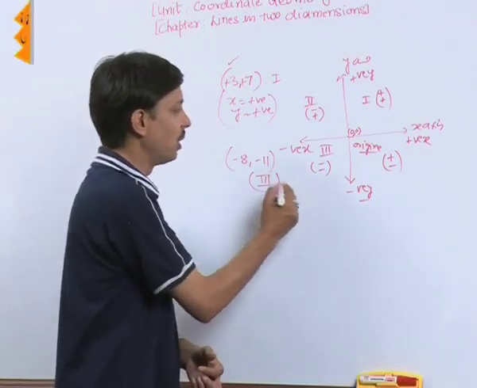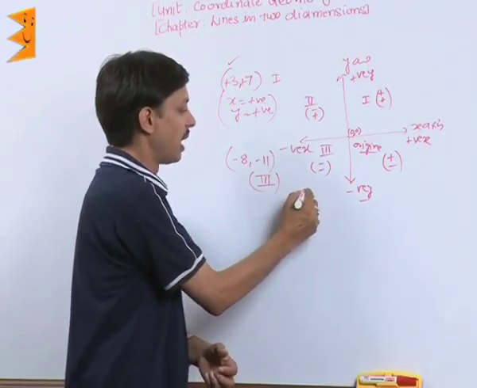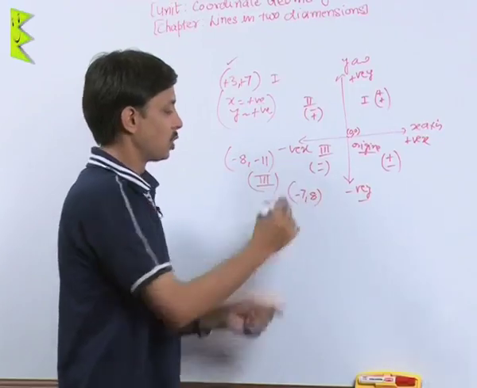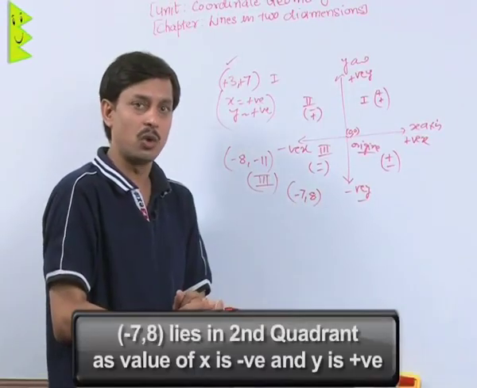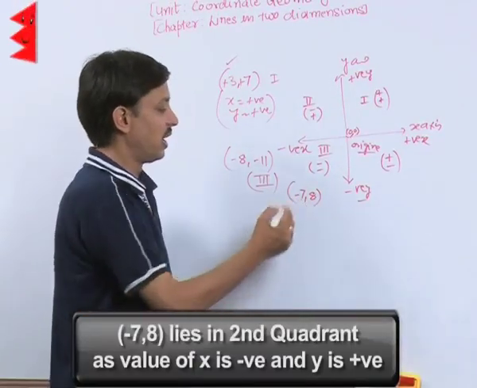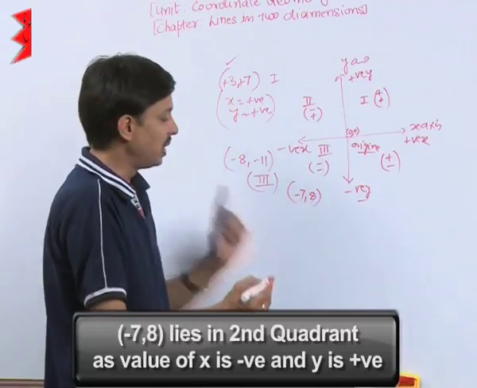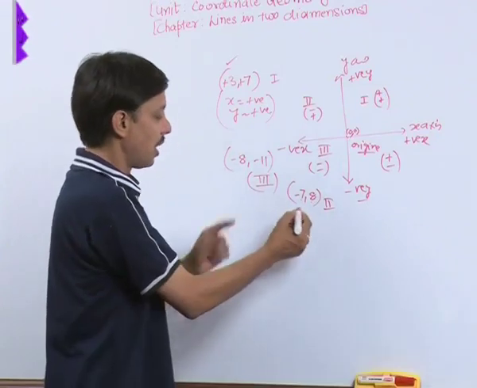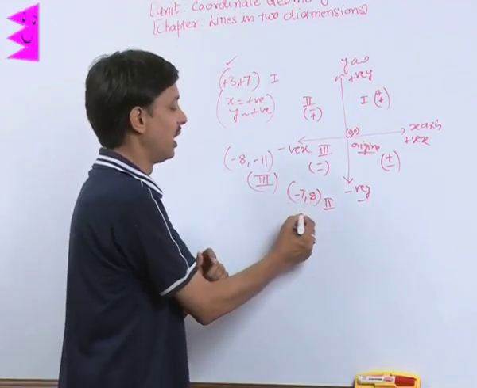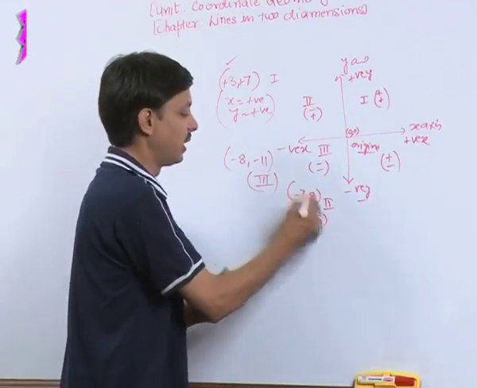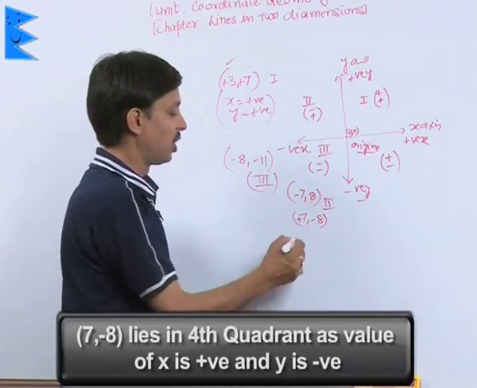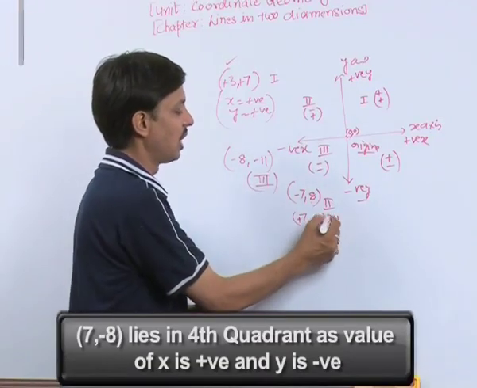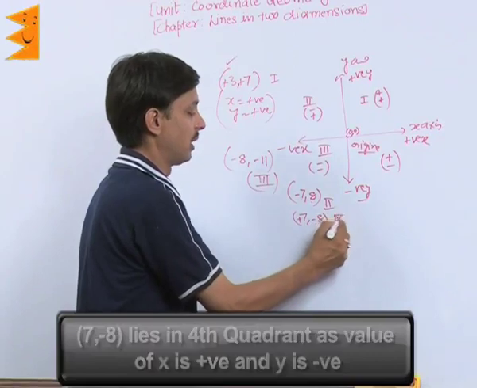Similarly, if we give you a point, suppose (-7, 8). Here x is negative, y is positive, meaning this lies in the second quadrant. Suppose I just swap the coordinates, that is (7, -8). It means x is positive, y is negative, so this lies in the fourth quadrant.